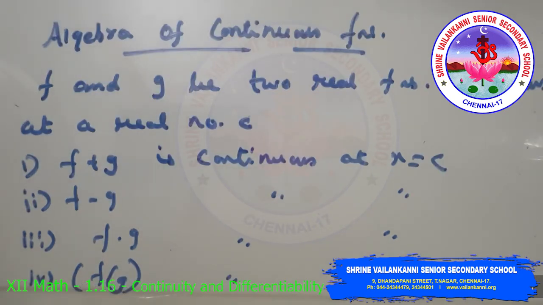Algebra of continuous functions. Suppose f and g are two real functions continuous at a real number c, then f plus g is continuous at x equal to c. So the sum of continuous functions, the difference, the product, and the quotient of continuous functions are continuous, if f of x and g of x are continuous functions on the common domain.